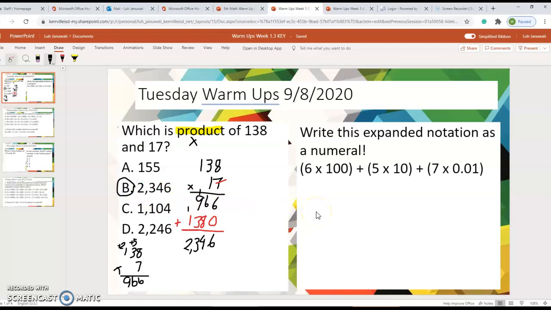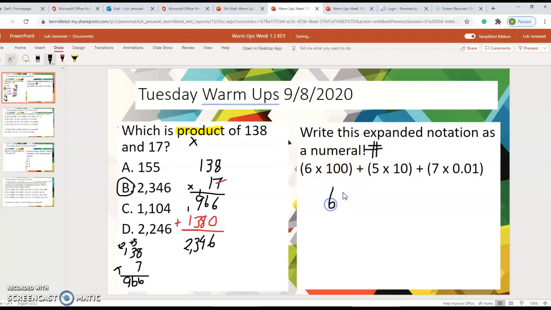Okay, so this is what I expect to see on your paper. You identify what product means, which is multiplication, and you work the problem. And then you do the next problem for Tuesday. Write this expanded notation as numerals. Numerals just mean numbers. Okay, this is just a number. So I want you to figure out what is 6 times 100.